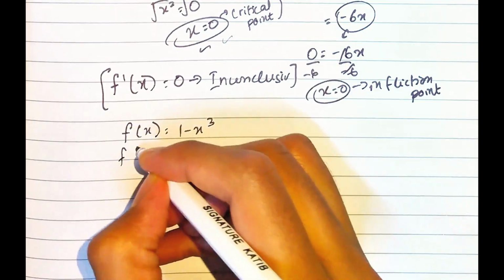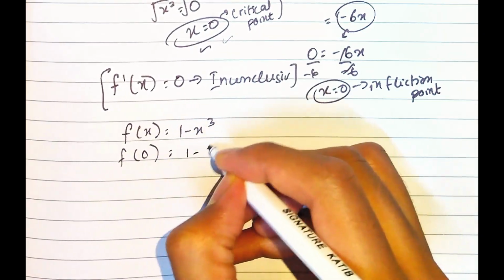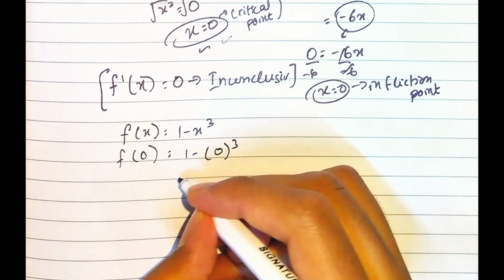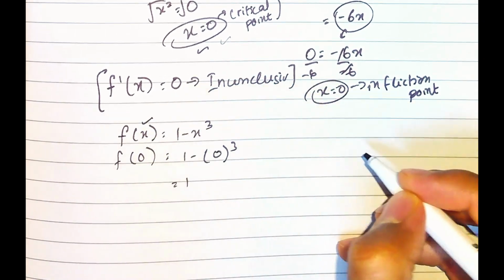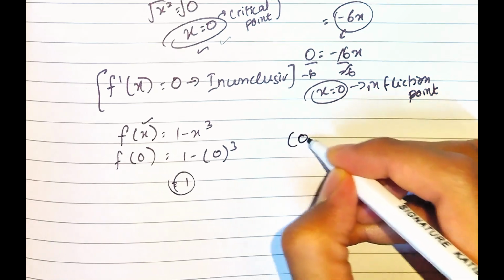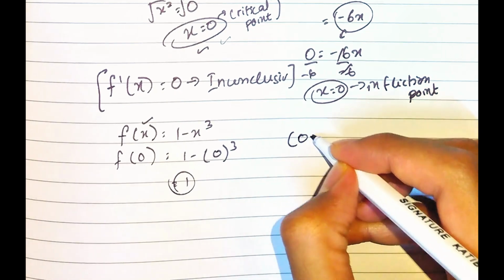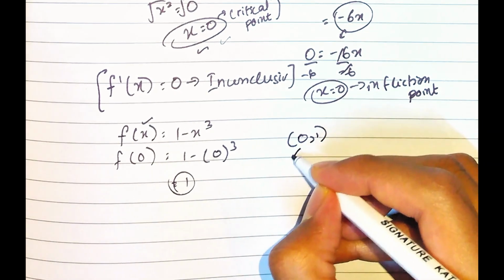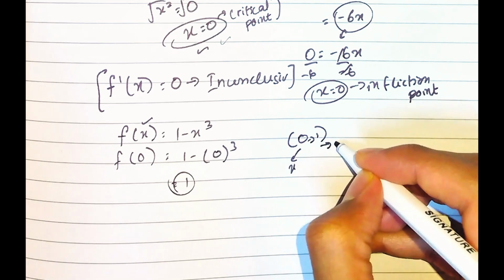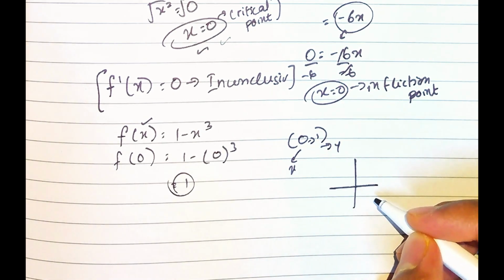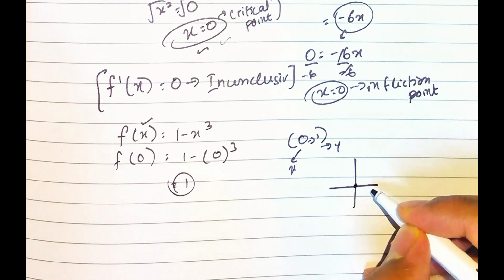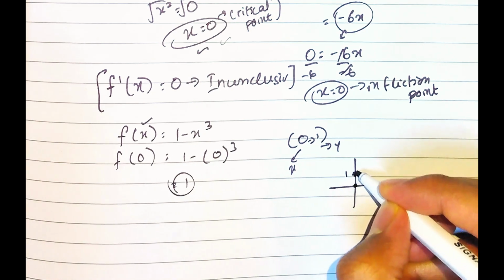function. You can put f(0) is equal to 1 minus 0 cube. So now what will happen? We will have 1 because 0 cube is 0. So at the value of 0, the function has a value 1. This will be my x coordinate and this will be my y coordinate. So we can plot a graph over here and locate this point on the graph. If this is 0, this thing on the y-axis is 1, so this will be the point.